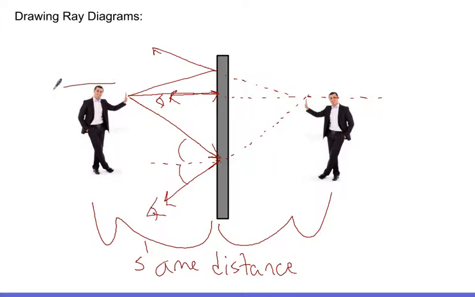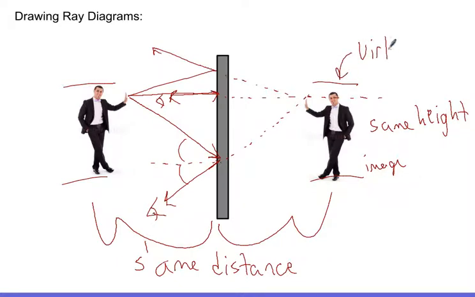Also, when we look at how high the object is compared to how high the image is, they're going to be the same height. In fact, all their dimensions are going to be the same. Now this image here is called a virtual image, and it's virtual because it's not really there. The light doesn't really come back together. It only looks like it converges on that point behind the mirror. But obviously if I go behind the mirror, there's no light from that man that's actually going there.